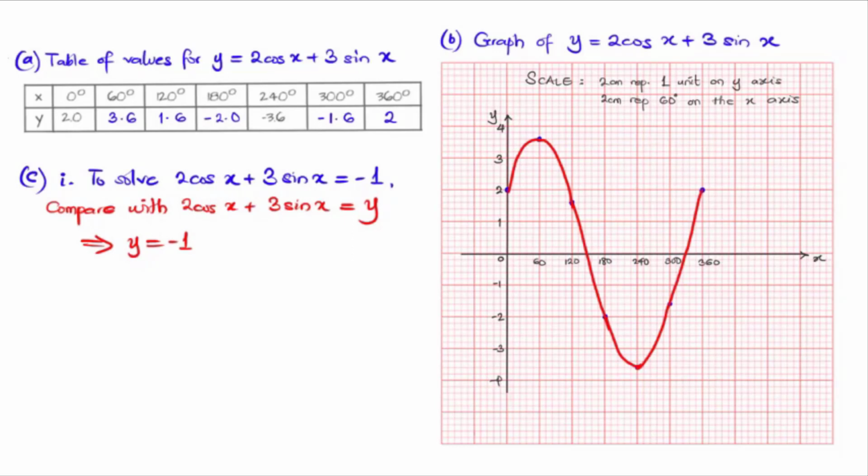That translates to the fact that we need to locate minus 1 on y and draw a straight line, because this is actually a straight line graph. When they say y is minus 1, y is actually constant with that. So what we plotted initially is the graph of y is 2 cos x plus 3 sin x. That is the value of y. That's sinusoidal. But now we are saying that y is a constant. y is minus 1.